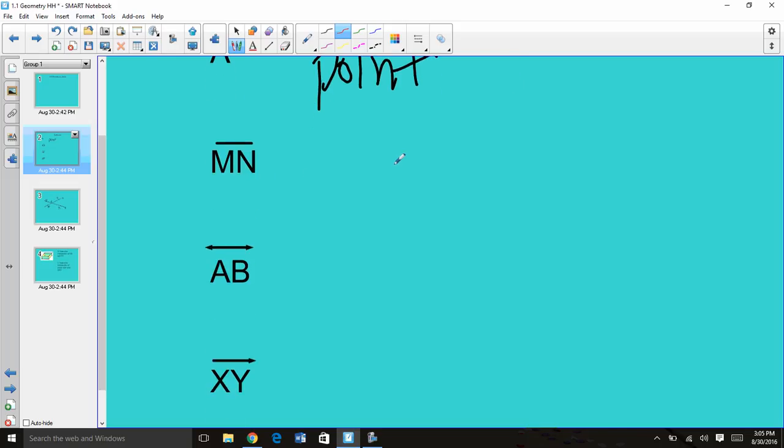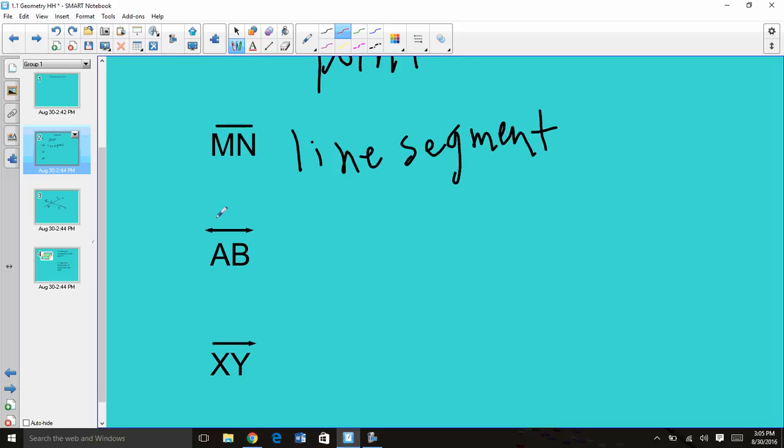Next one, we have MN with a line over it, but no arrows or anything on that line. It's just a line, and it stops. So a line that stops, that doesn't keep going forever, is a line segment. So here we have a line segment, and it's line segment MN. Next up, we have a line again, but this one has arrows on both ends. It's right here. Then we know that this is a line because a line goes on forever. So those arrows kind of show that it's going on forever.